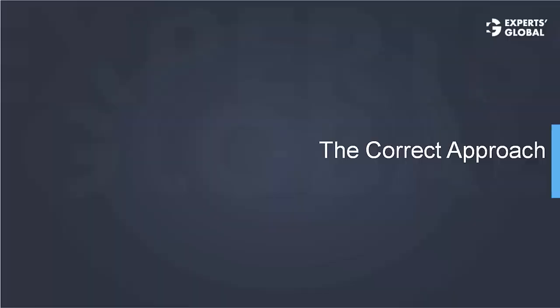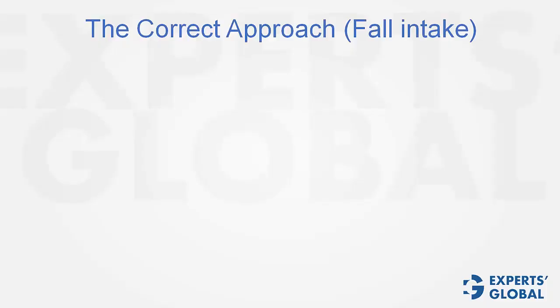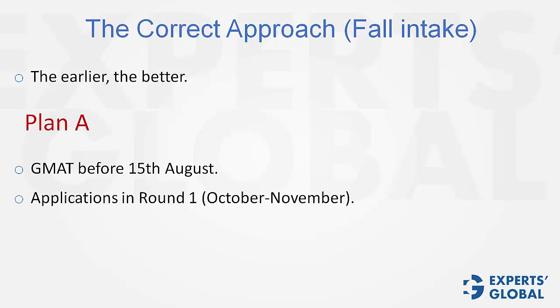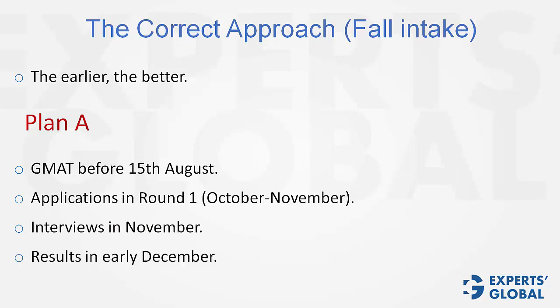See it that way. The correct approach: the earlier you start your plan, the better it is. It is never too early to start the application process. Plan A should be to get done with GMAT before 15th of August, work on the applications and target the first round of applications. The deadlines mostly are in October and November. Have the interviews in the month of November. Results come by early December. Have a Merry Christmas. The program will start next year.